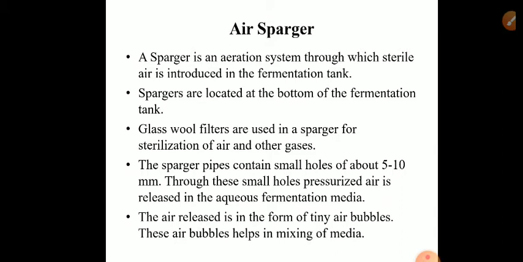The third part is the air sparger. What is a sparger? It is an aeration device through which sterile air is introduced into the fermentation tank. Generally, spargers are located at the bottom of the fermentation tank. Glass wool filters are used with a sparger for sterilization of air. We have studied how air is sterilized by filtration. So generally glass wool filters are used.